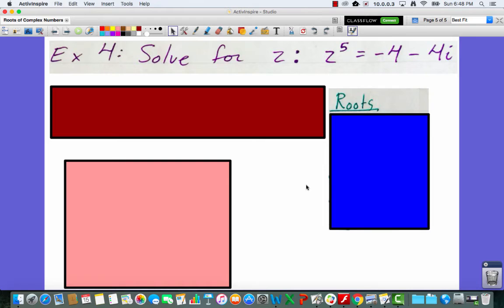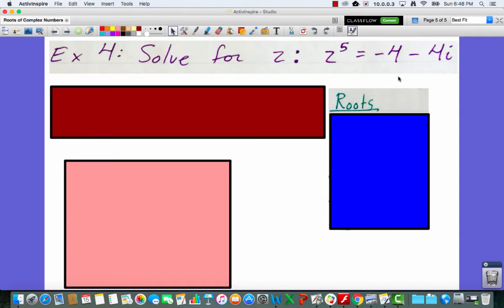Alright, here we go with our most challenging example yet. Solve for z with z to the 5th equals negative 4 minus 4i. I'm going to expect 5 solutions because this is a 5th degree polynomial. And I'm again going to try to put this into polar form by finding its modulus and argument.